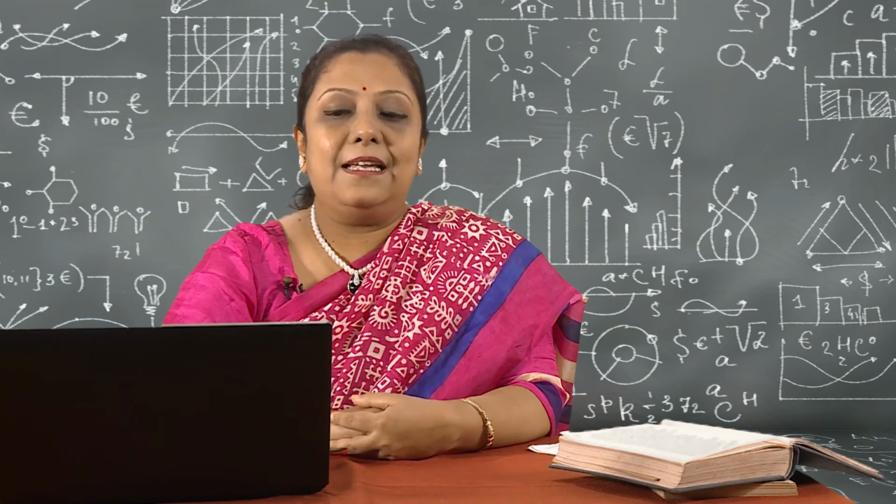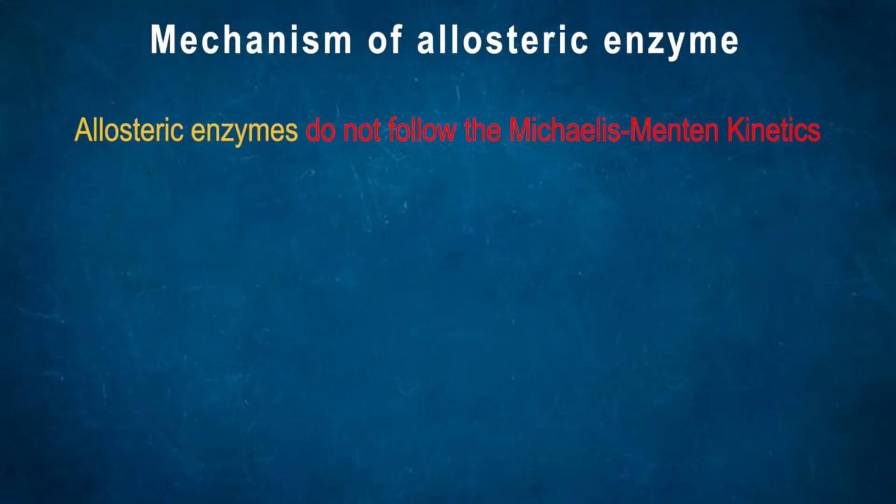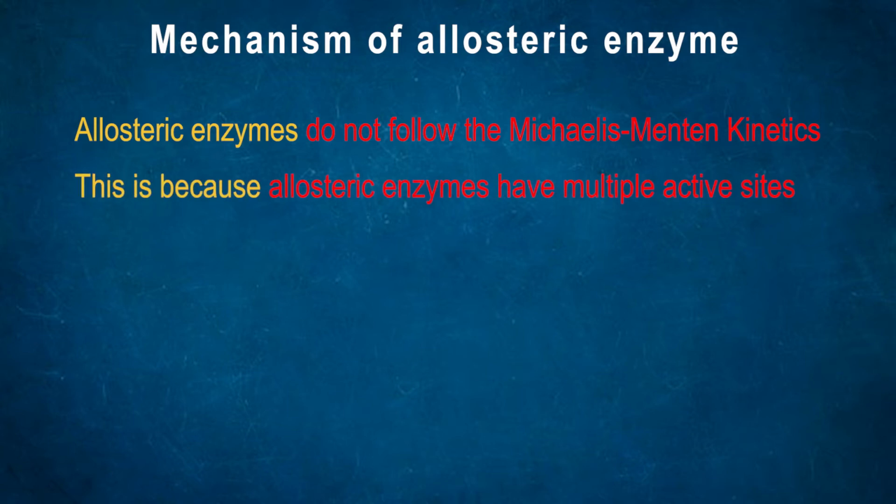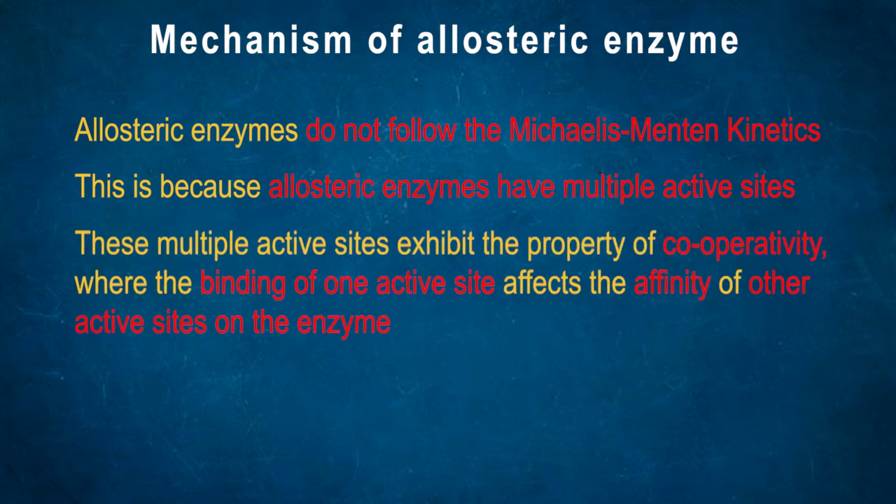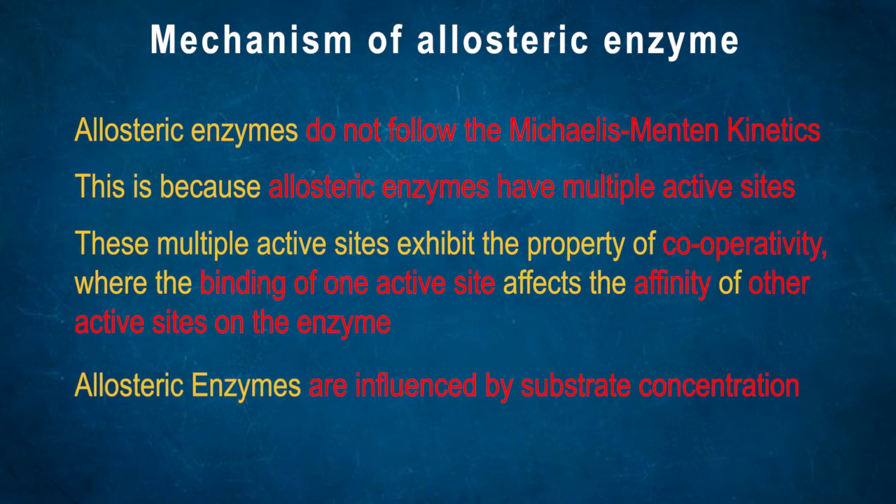Mechanism of allosteric enzyme. Allosteric enzymes, as I have already mentioned, do not follow normal Michaelis-Menten kinetics. This is because allosteric enzymes have multiple active sites. The multiple active sites exhibit the property of cooperativity, where the binding at one active site affects the affinity of other active sites on the enzyme. Allosteric enzymes are influenced by substrate concentration.